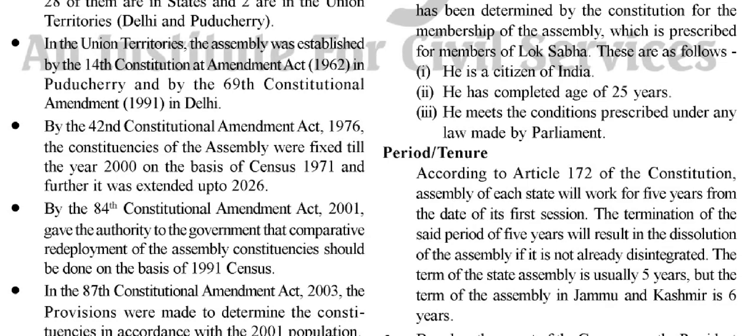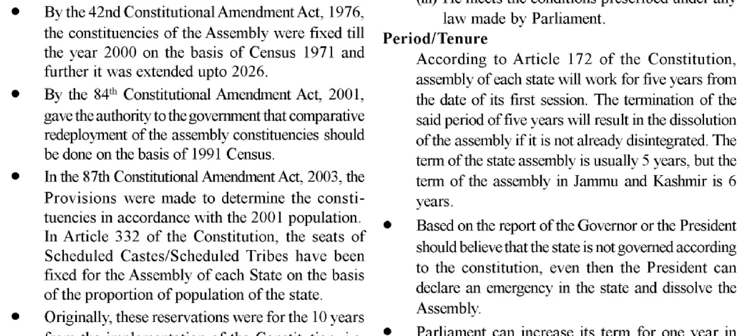By the 42nd Constitutional Amendment Act 1976, the constituencies of the assembly were fixed till the year 2000 on the basis of census 1971, and further it was extended up to 2026 by the 84th Constitutional Amendment Act 2001, which gave the authority to the government that readjustment of the assembly constituencies should be done on the basis of 1991 census. In the 87th Constitutional Amendment Act 2003, the provisions were made to determine the constituencies in accordance with the 2001 population.